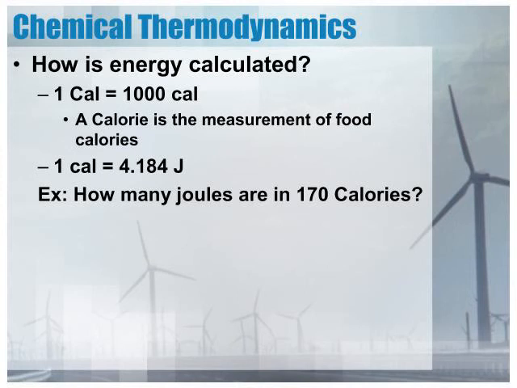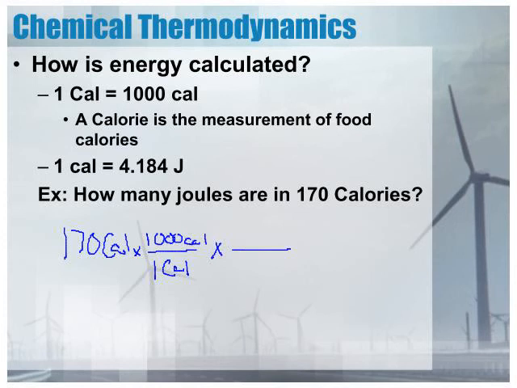So here's our example. How many joules are in 170 capital Calories? We start off just like stoichiometry, you're just trying to cancel out your units. So you have 170 capital C's. We need to get rid of our capital C, so we put those on the bottom, and that's 1,000 little calories. And then 1 little calorie is equal to 4.184 joules. And everything cancels out. We're left with joules, which is what the question asked for.